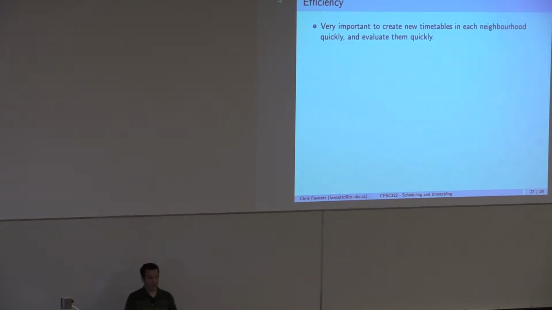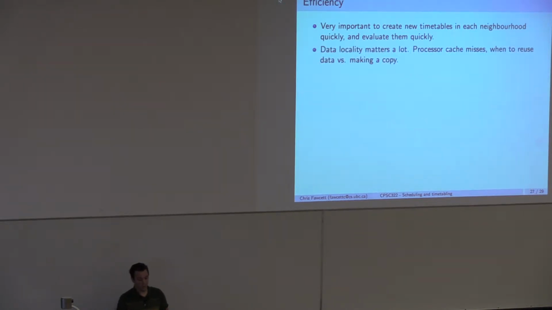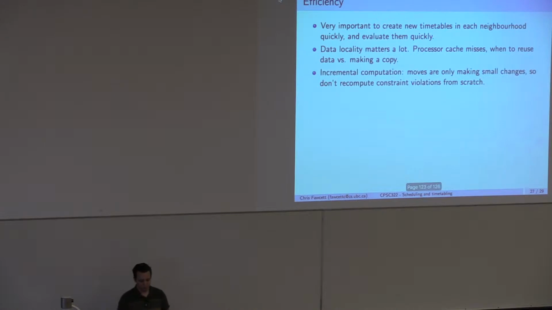And because we have to create these new neighborhoods, timetables in each neighborhood, quickly, and we also want to evaluate the constraints extremely quickly, data locality matters a lot. So where these things are in memory, how they're represented, dealing with processor cache, cache misses, when to reuse data versus making a copy. Sometimes you actually don't care about having several copies of your problem representation at once. It makes things a lot faster.